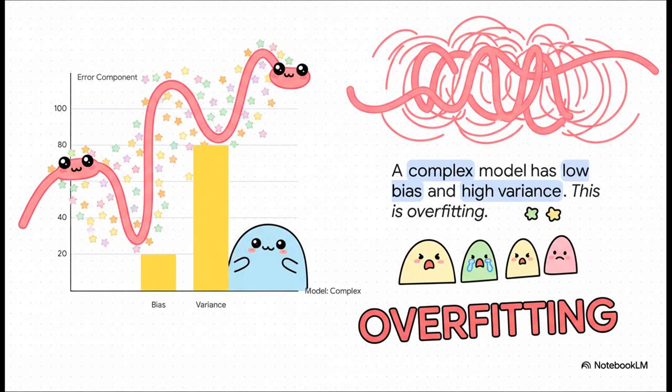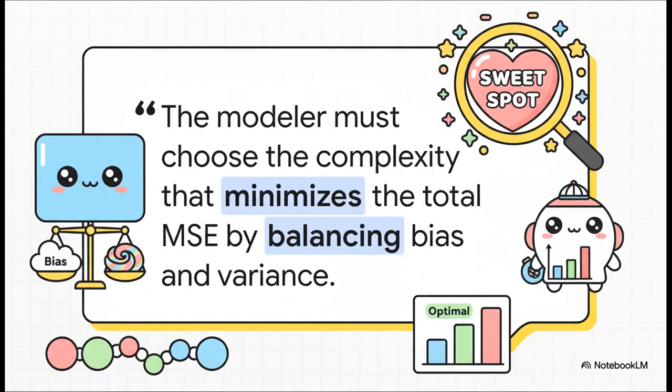Now, flip that around. Imagine an incredibly complex model, a super wiggly line that perfectly hits every single one of your training data points. For that data, its bias is basically zero. But if you were to change just one of those data points, the whole curve might swing wildly. That's high variance, and it's the textbook sign of overfitting. And this right here is the core job of a data scientist. Our task is to find that sweet spot. We have to pick a model with just the right level of complexity, not too simple, not too complicated, that hits that perfect balance and gives us the lowest total error.